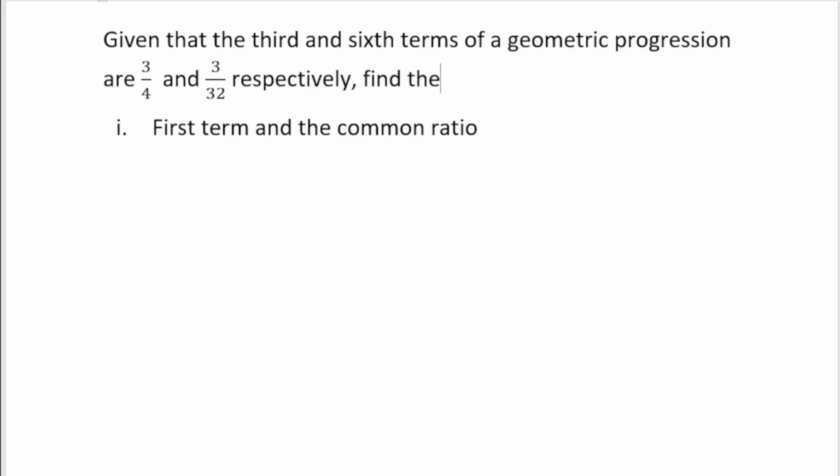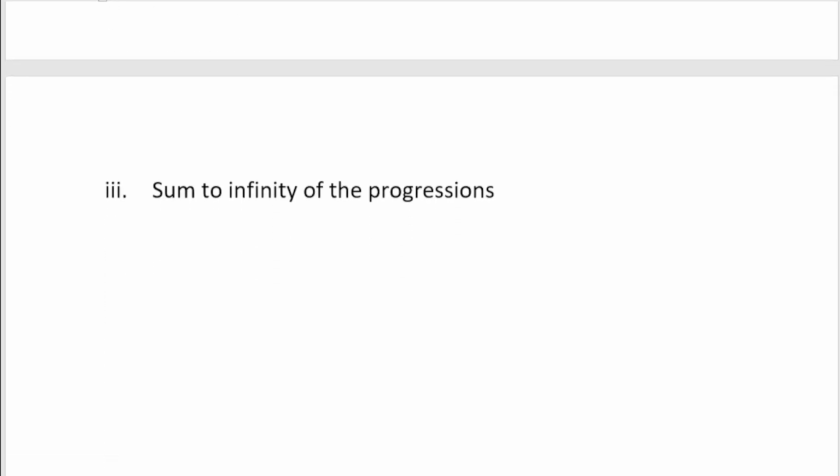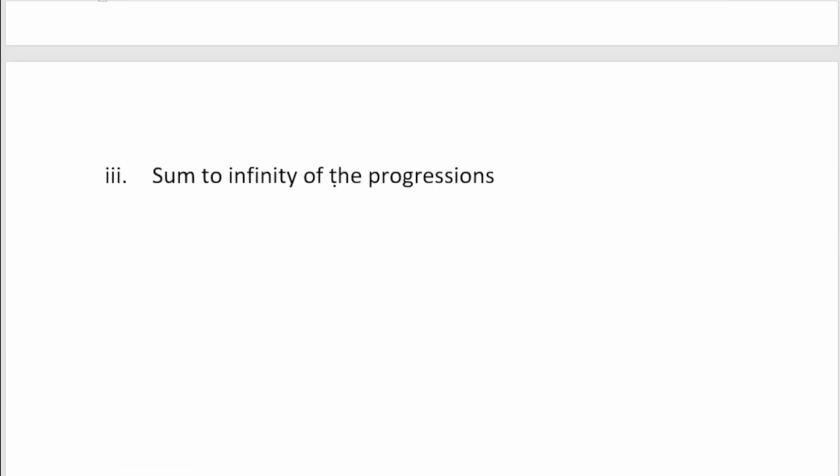Given that the third and sixth terms of a geometric progression are 3 over 4 and 3 over 32 respectively, find the first term and the common ratio. So now, if you see this, it means that there's another question. So let's just look at another question and see, okay? It's asking us to find the nth term, and then the other one is asking us to find the sum to infinity of the progression.